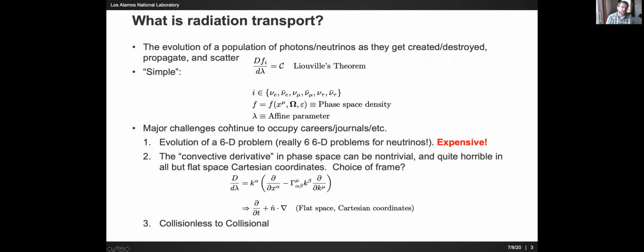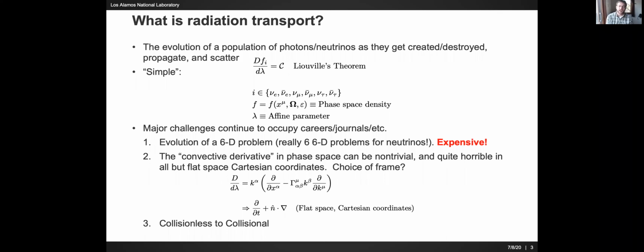In fact, it's quite a horrible problem to try to solve numerically, and it continues to occupy whole careers and whole journals and so on. It's been doing so for about 70 years. So it's a huge topic, and it's not a trivial one to get right.